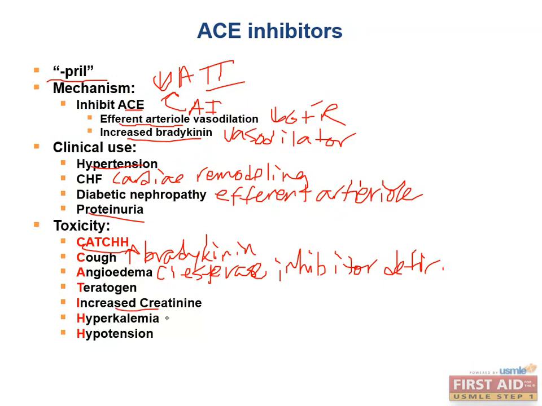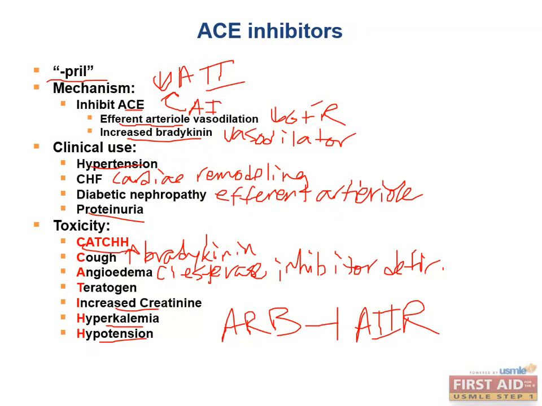Also, as a side note, a newer class of drugs called angiotensin receptor blockers work similarly to ACE inhibitors, but they act by directly blocking the angiotensin II receptor. They're not preventing the production of angiotensin II, they're actually working at the receptor and blocking the receptor.